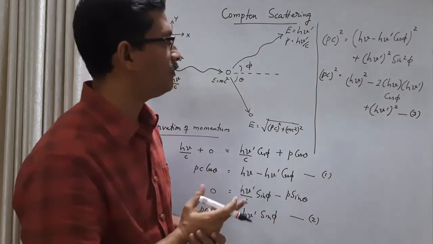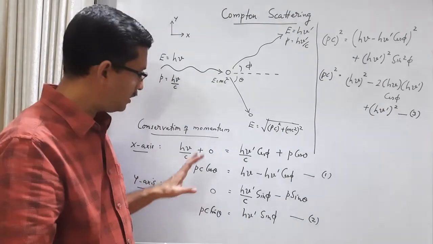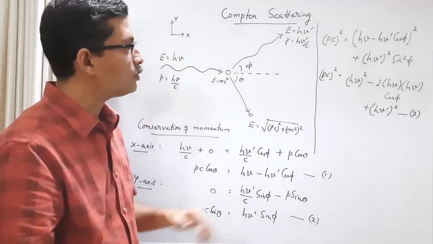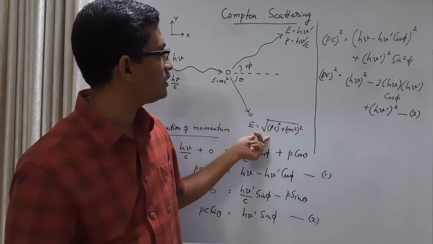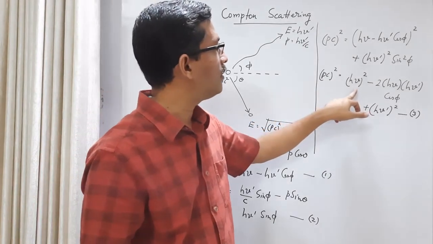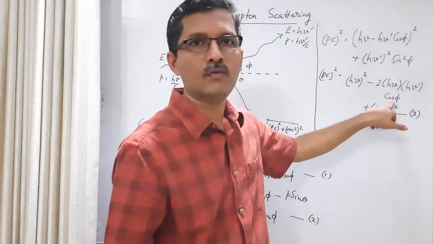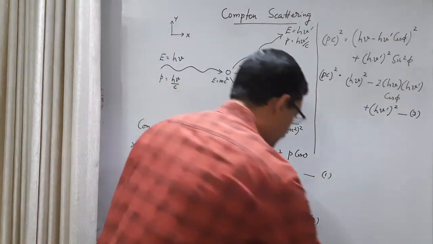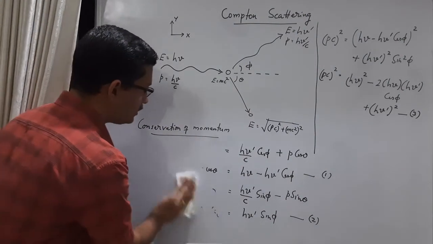So this is the result that we obtain when we apply conservation of linear momentum along the x-axis and y-axis and eliminating the angle θ, the scattering angle for the electron. So what we have done is we have expressed the momentum of the scattered electron, that is p or pc, in terms of the energy of the incident photon, energy of the scattered photon, and the scattering angle φ for the photon. Okay, this result will be useful later. So we are done with the conservation of momentum. Let us apply conservation of energy now.